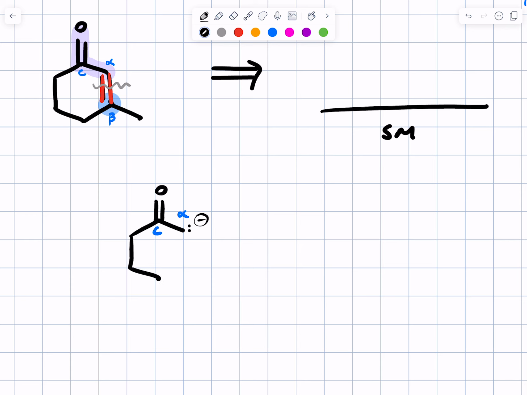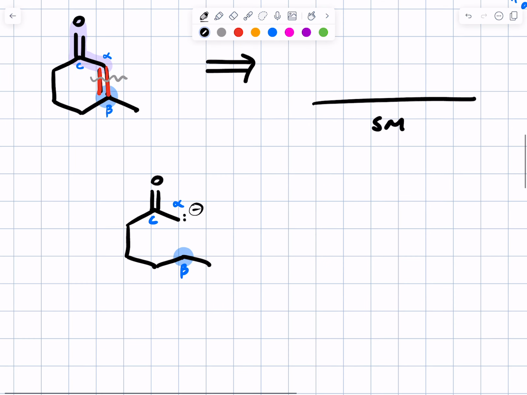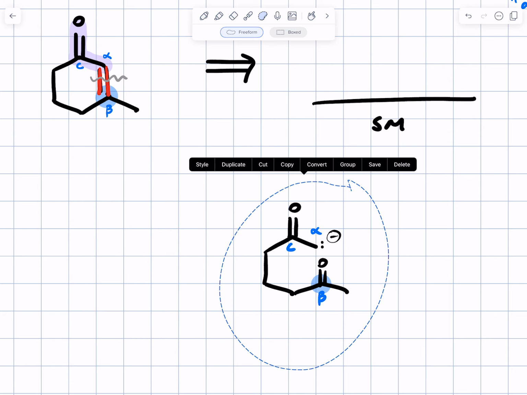Then I'll draw everything else exactly the same way. This is the thing that becomes the beta carbon, and I've already said that it's going to be my carbonyl carbon. What does that beta carbon need to have on it now? It's going to be the electrophile, so it needs to have that. All right, and I've jumped several steps actually. I've jumped to what the starting material is.